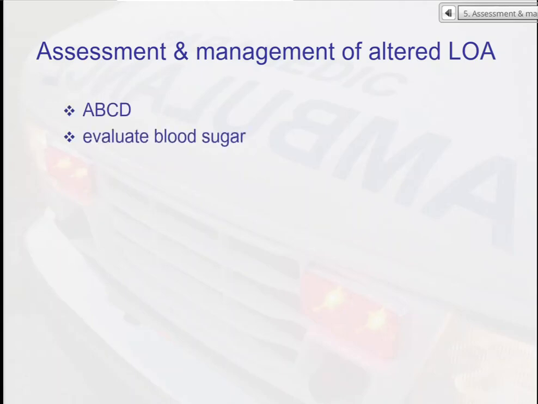So in terms of assessment, we do the usual ABCD and evaluate blood sugar in anyone with an altered mental status. We have to look at meds, drugs, and alcohol to see if any one of those is a cause or contributing factor to their altered mental status.